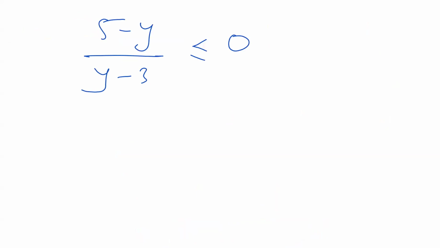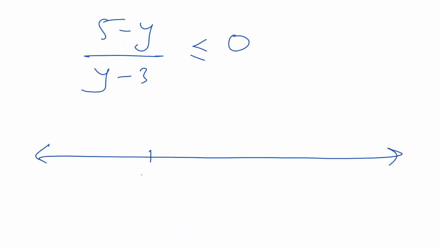Now this thing, critical values. Will you tell me what are the critical values? Anyone? Come on, reply. 3 and 5. Good. 3 and 5. These are the critical values because each individual term will equate with 0.